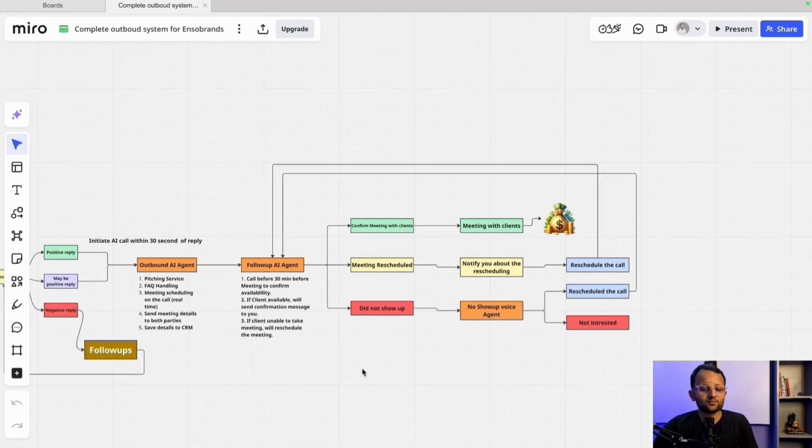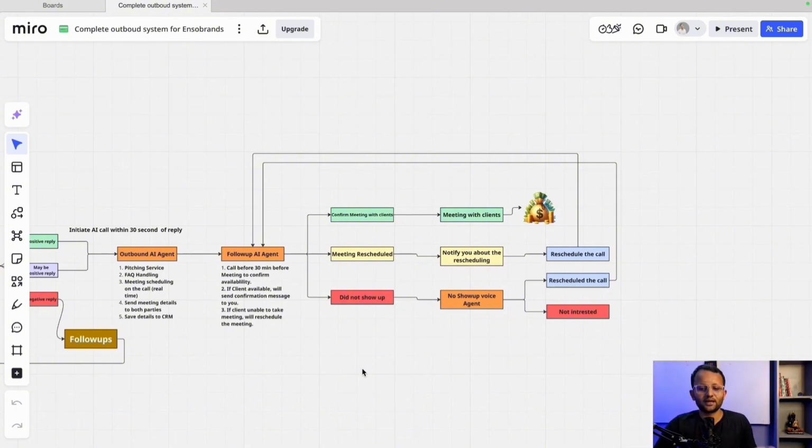Now in this part, there could be 3 options. The first is that the client confirms the meeting, that he is going to come to the meeting. The second is he wants the meeting to be rescheduled. And the third is that he doesn't show up. If he confirms the meeting, he comes to the meeting, and there are chances that we convert the client. The second is that he notifies us that he wants to reschedule the meeting. Then the process starts again as it reschedules the call, and the agent starts rescheduling and taking follow-ups.